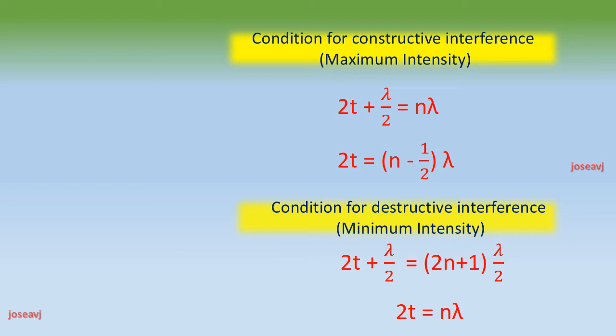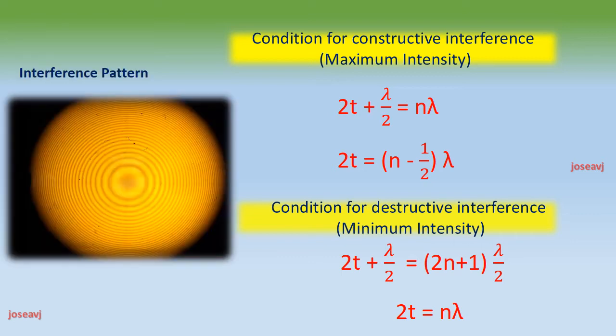Whatever it be, if the thickness is favoring maxima intensity, this condition will be satisfied by a set of points which lie on a circle. If the thickness is favoring minima intensity, then this particular condition will be satisfied by a set of points which lie on a circle. So the interference pattern is concentric circular rings which are alternately dark and bright. At the center, we have a dark spot.